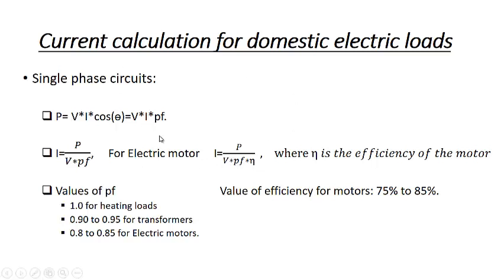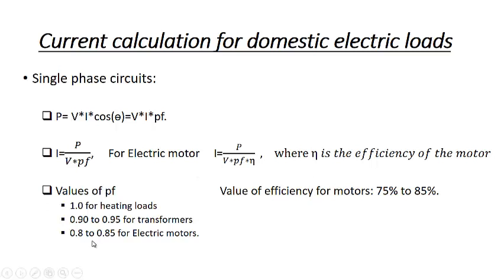So there will be a slightly different relation or formula for motors. The current will be equal to P divided by voltage multiplied by power factor, and it is to be multiplied by efficiency in the denominator as well in the case of motors, so as to get the input current for motors, where η is the efficiency of the motor. And efficiency is nothing but the output real power divided by the input real power.